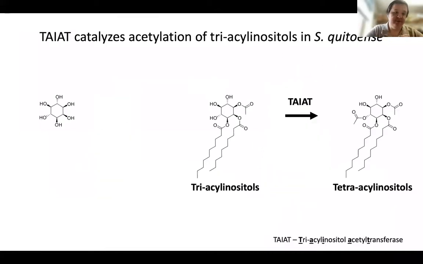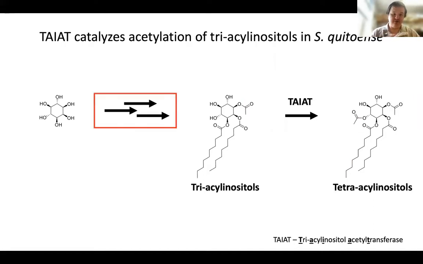Okay, so I talked a little bit about TIAT, which is catalyzing the acetylation of those triacyl inositols. We used VIGS and in vitro biochemistry to demonstrate that, but much of the remaining pathway was uncharacterized. And so we're trying to identify other enzymes that could be involved in this process.